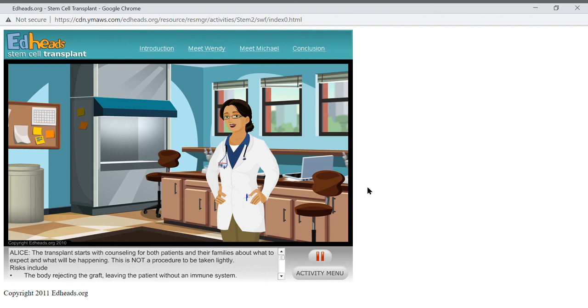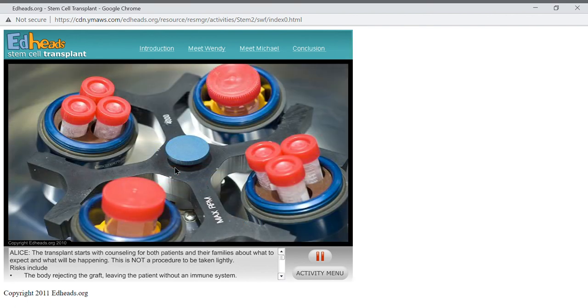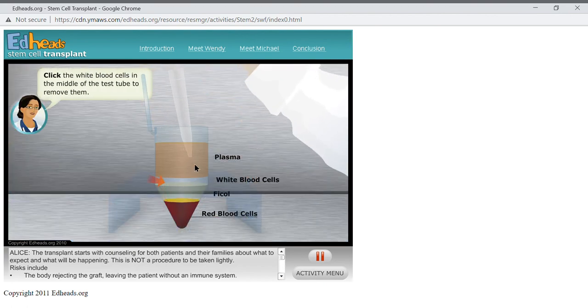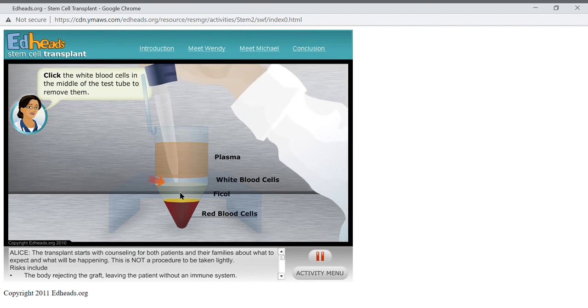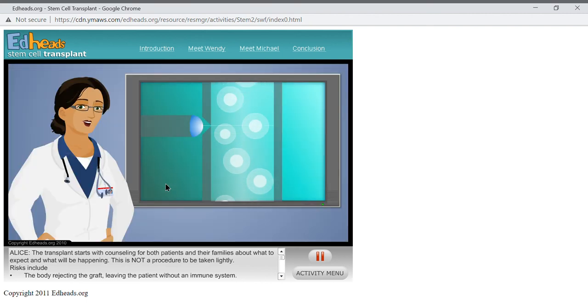Let's look at Michael's blood and see what we can see. Add this liquid, Ficoll, to help separate the cells by size. I'll put the blood sample in the centrifuge and spin it down. Use a pipette to remove the white blood cells from the middle of the test tube. I'll put these cells in the cell counter.